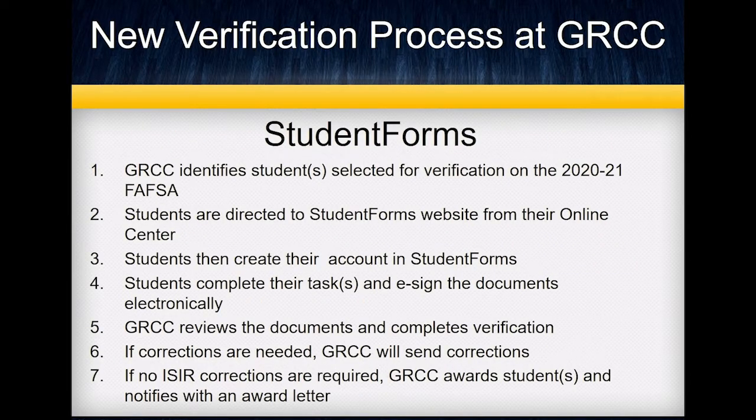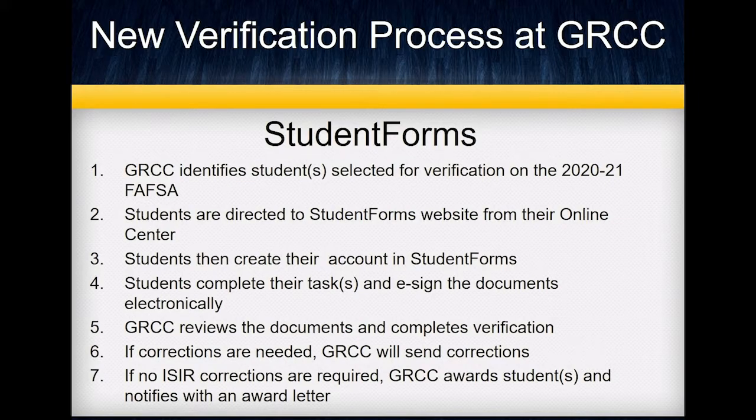There is a new verification process at GRCC called Student Forms. This is beginning for the 2021 year. It identifies students that are selected for verification, and it directs them to a Student Forms website. Students can find out if they're selected for verification on their online student center. If the student goes to their to-do list, they can see Student Forms. The student will then click on the highlighted Student Forms website, and it will take them out to complete the task electronically.